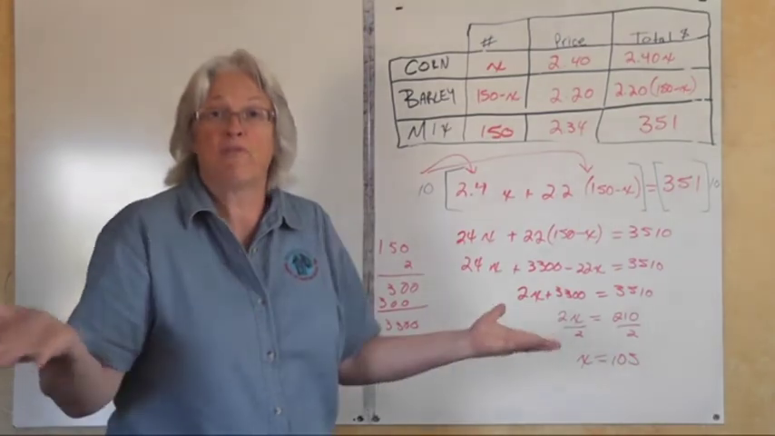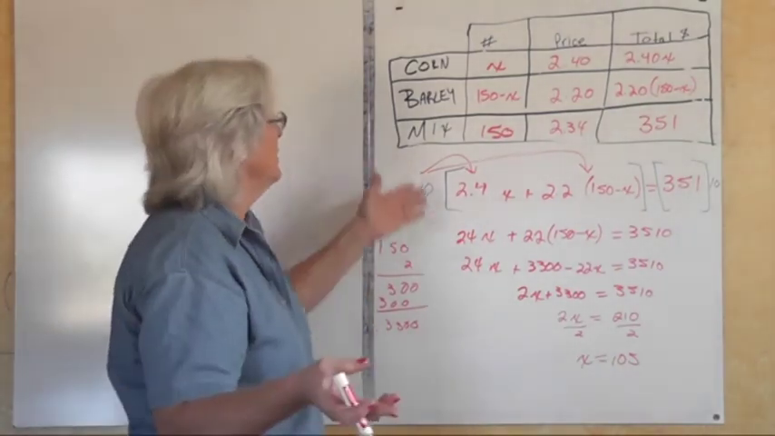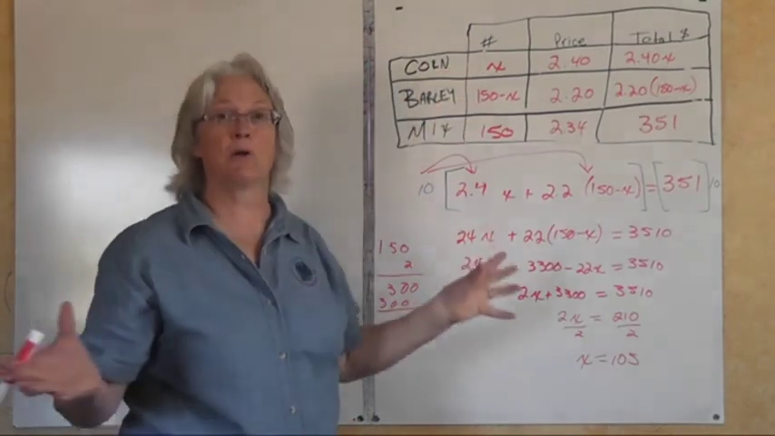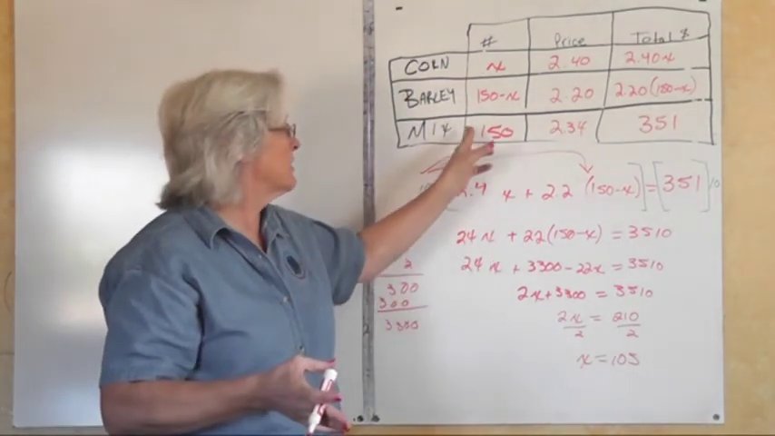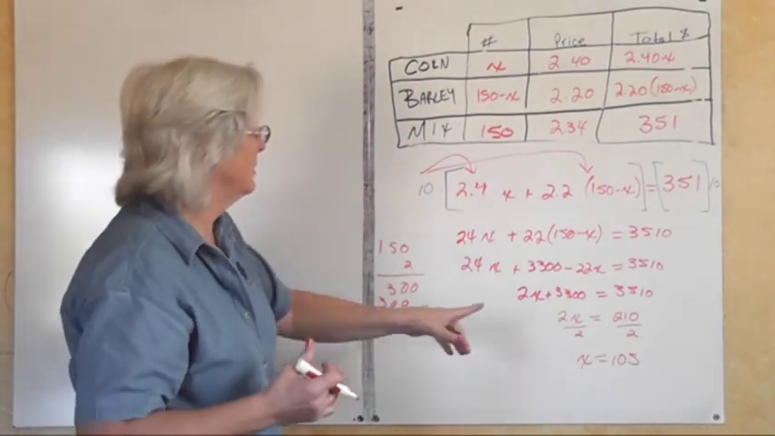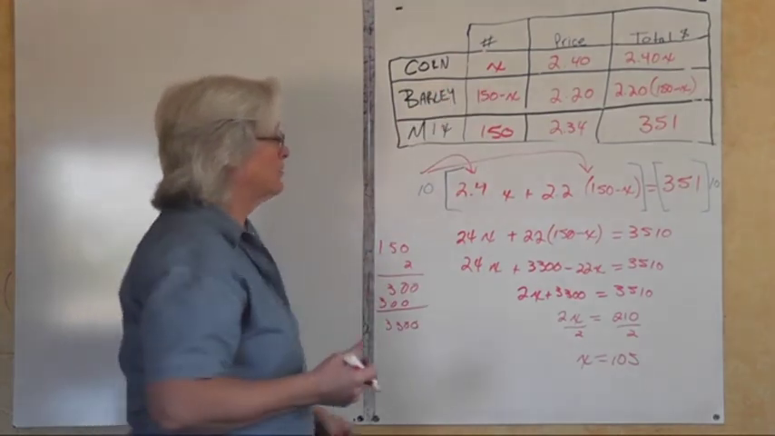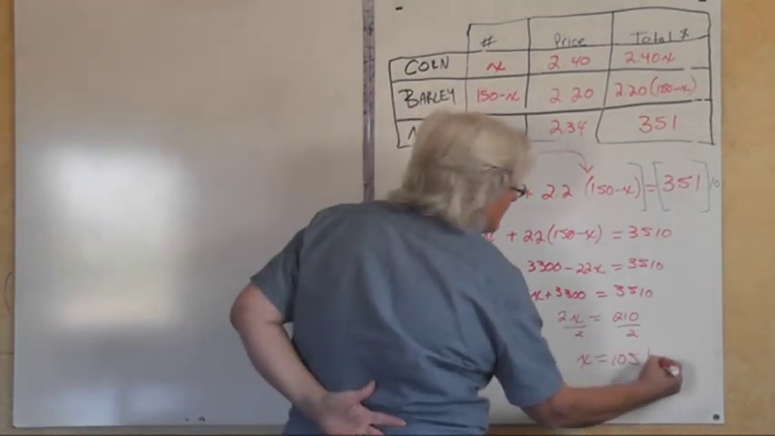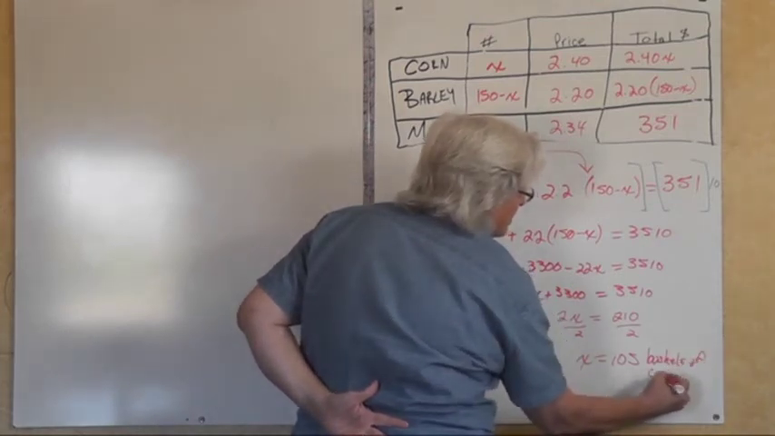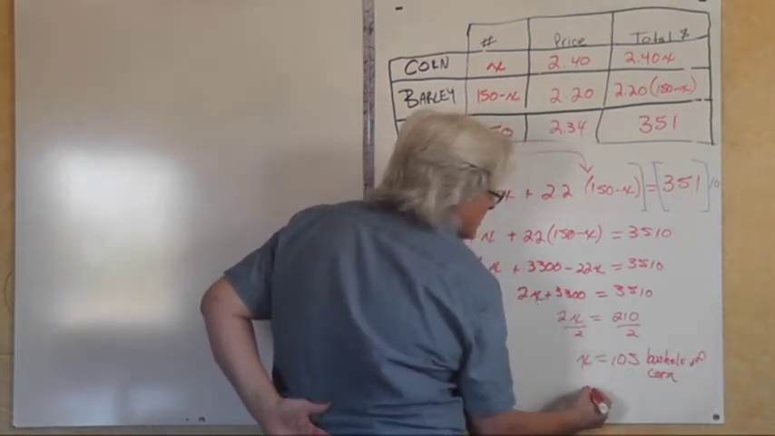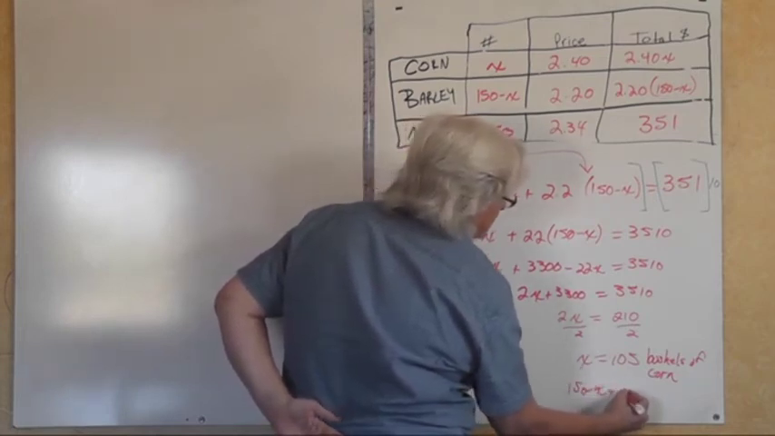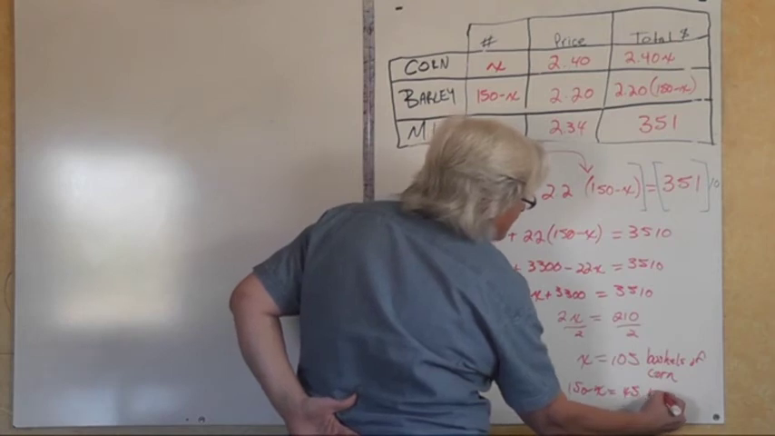At this point in the problem, I've forgotten what I was even trying to do. Look back up here and say, oh, I remember. I want to know how much corn and how much barley I am going to mix together so that I have a total number of bushels of this mixture, which is 150. My x is the number of bushels of corn. So we have 105 bushels of corn. 150 minus 105 is the bushels of barley, which would be 45 bushels.